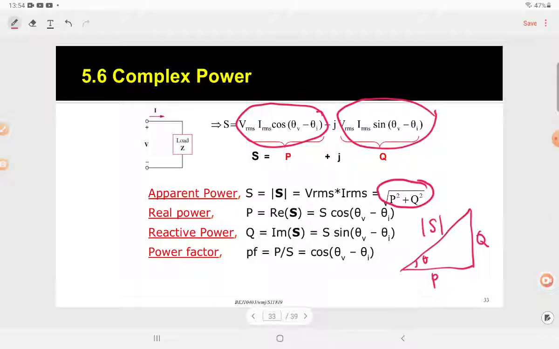The real power, the P part over here, is given by S cos theta V minus theta I, since cos theta V minus theta I is actually P over S, right? Therefore P equal to S cos theta V minus theta I. And then the reactive power, which is our imaginary part, is given by S sin theta V minus theta I, right? And lastly we have the power factor. The power factor is given by P over S, and P over S is actually cos theta V minus theta I.